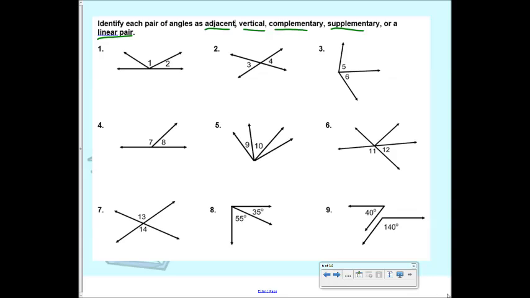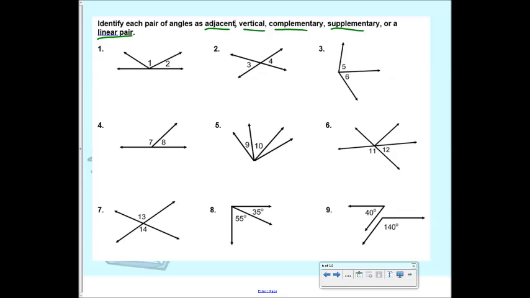All right, so when you are identifying angle pairs, the biggest key is to just try to isolate the angles that you're looking at. So for number 1, how come number 1 was not a linear pair even though it looks like there's a straight line there? Because there's 3 angles. You would need this one, and then it'd be a linear trio.